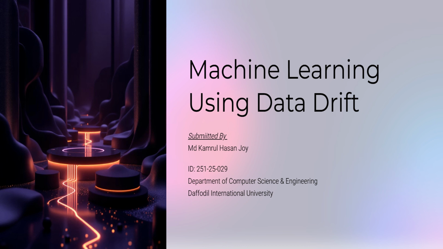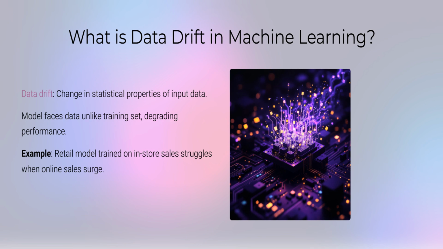Today I am going to talk about data drift in machine learning. This is when the data a model sees in the real world changes from what it was trained on, causing its performance to drop. We will look at why it happens, how to detect it, and what we can do to fix it. Now let's get started.